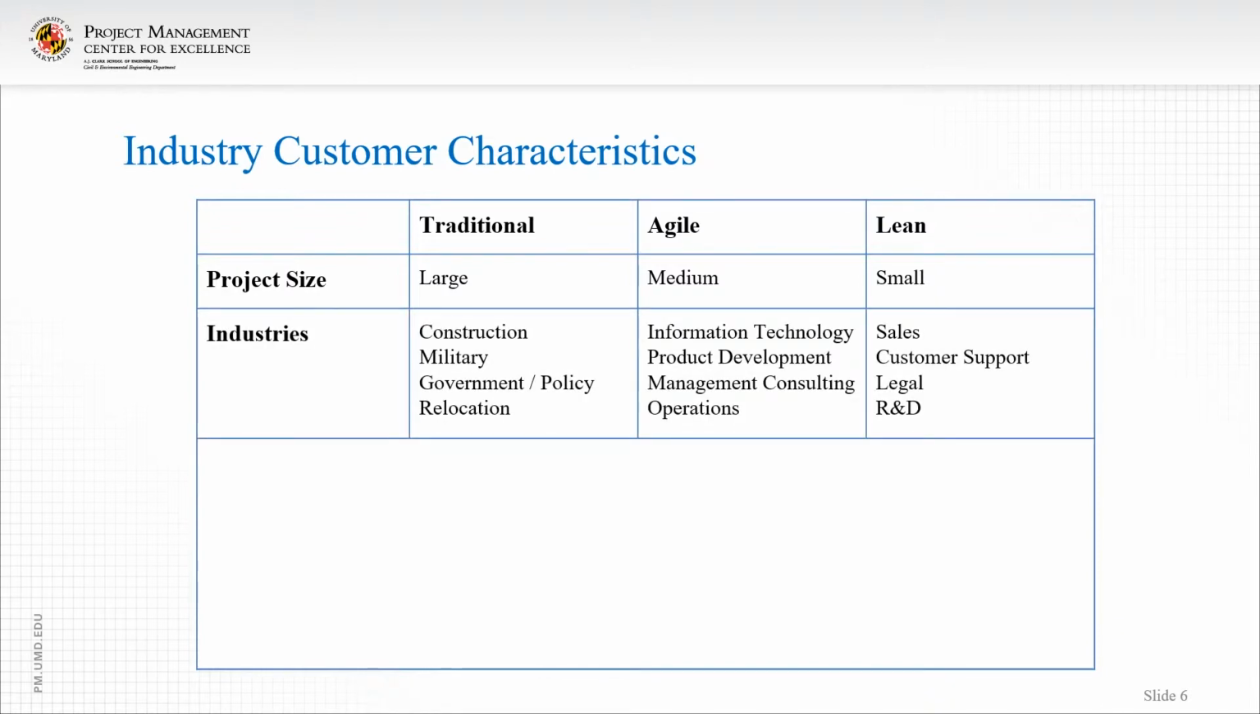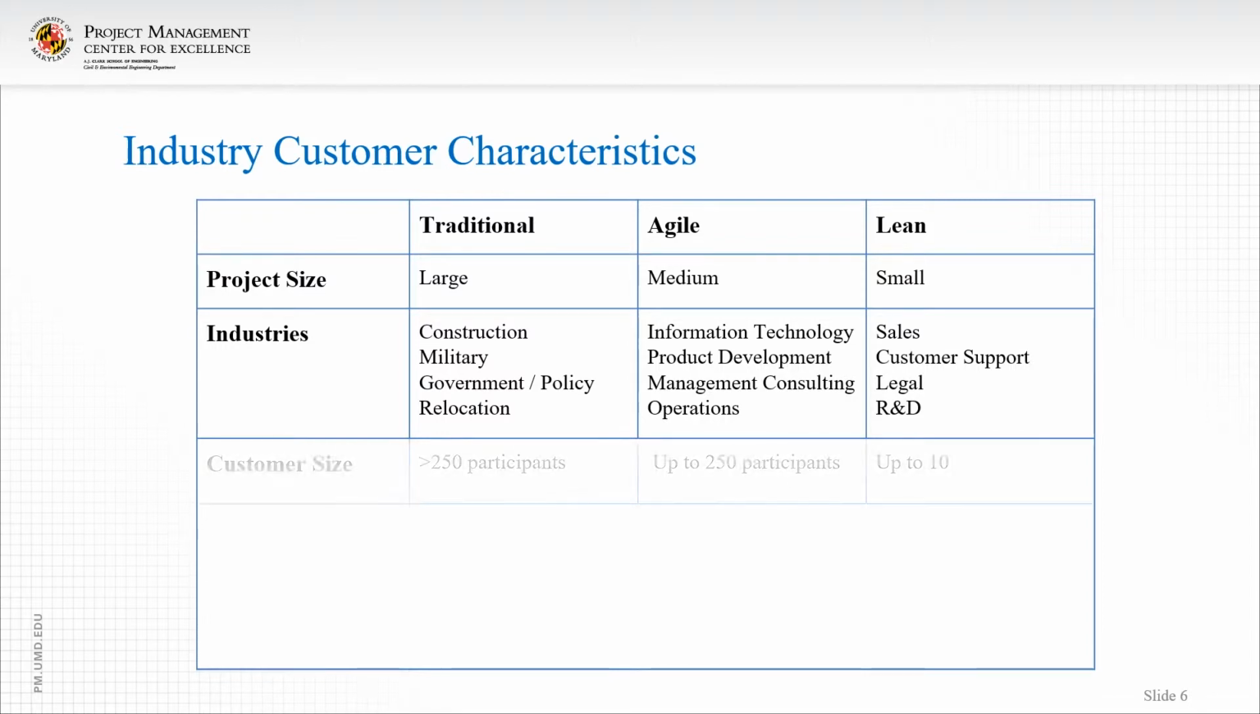When it comes to traditional, what we're normally seeing in terms of the type of industries involved are construction, military, or government and policy or relocation projects. With Agile, it's all about information technology, product development, management consulting, and operations. These types of industries embrace Agile because they're delivering on a regular basis. And for lean, we typically see things like sales, where we can only respond on a sales cycle, or customer support where we're solving someone's problems, or legal and R&D support where we're trying to solve some kind of issue that the customer has.